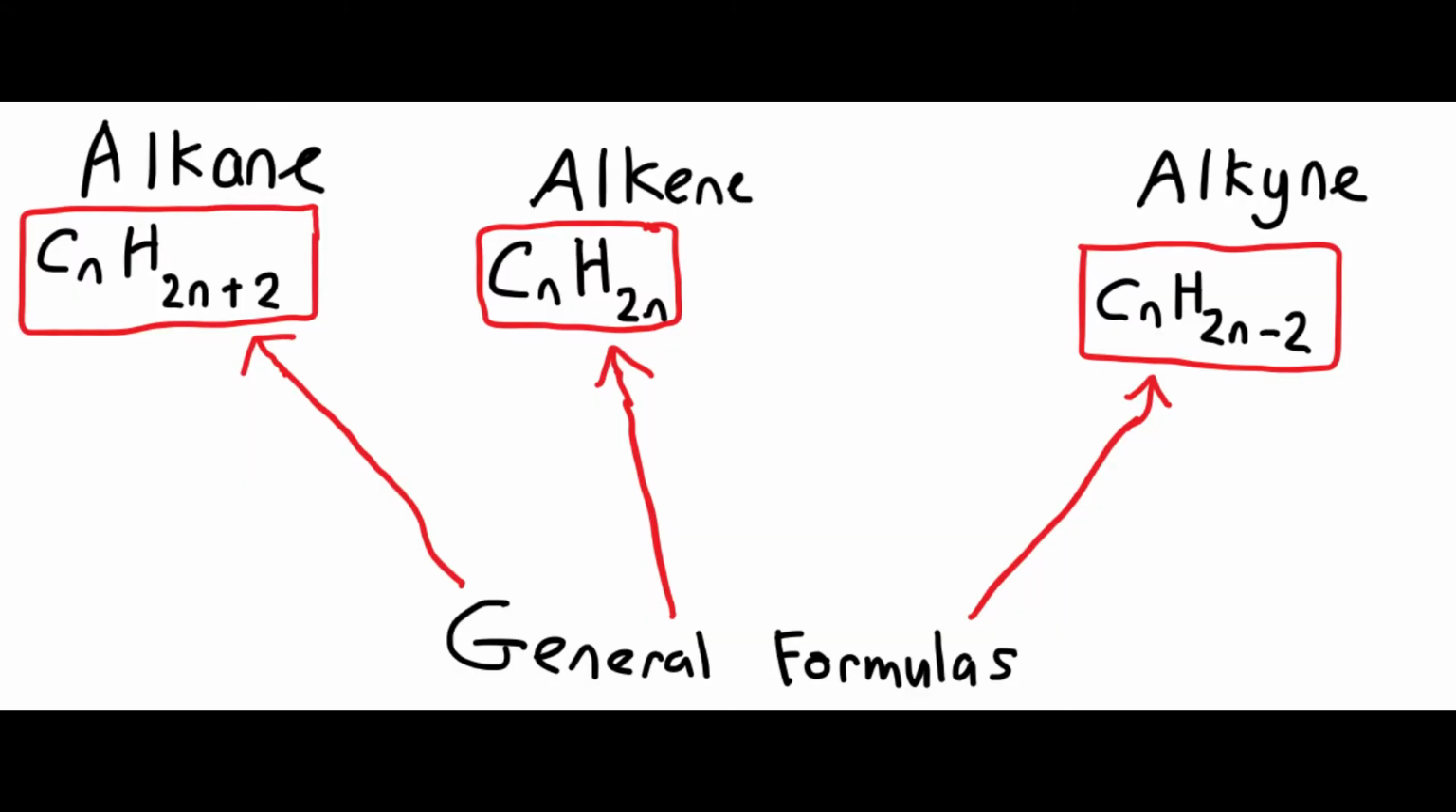There are also general formulas for these. The general formula for alkanes is CnH2n+2. The general formula for alkenes is CnH2n, and the general formula for alkynes is CnH2n-2, where C is carbon, H is the hydrogen, and n is the number of carbon atoms.